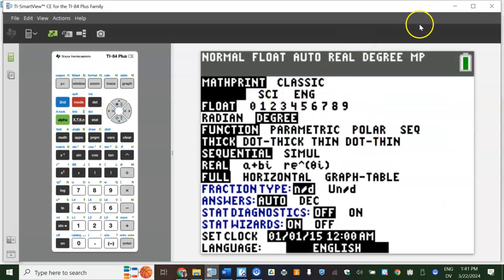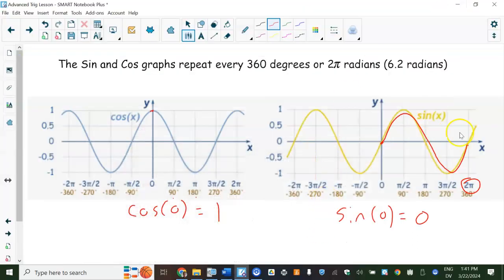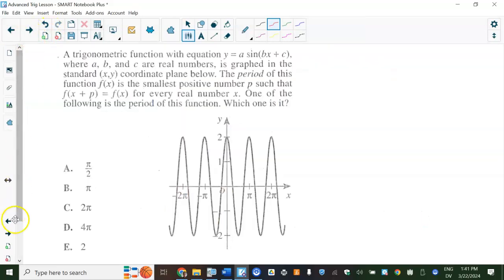Okay, so I'm going to do some sample ones where it's going to be really helpful to use your graphing calculator, and to know this rough idea that both of these repeat in 360 degrees or 2 pi radians. So here's our first one. It's asking about the sine function, and it's got a lot of gobbledygook and a lot of information up here that we'll maybe hit into in some of the other questions.